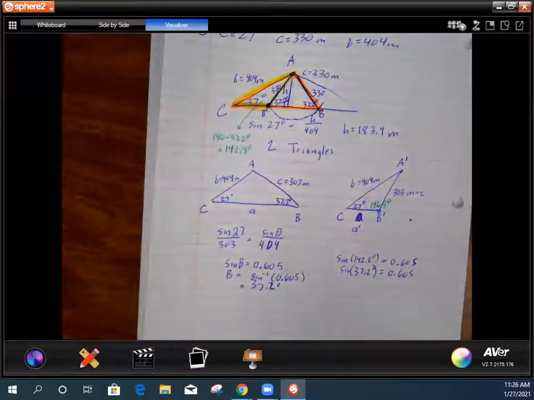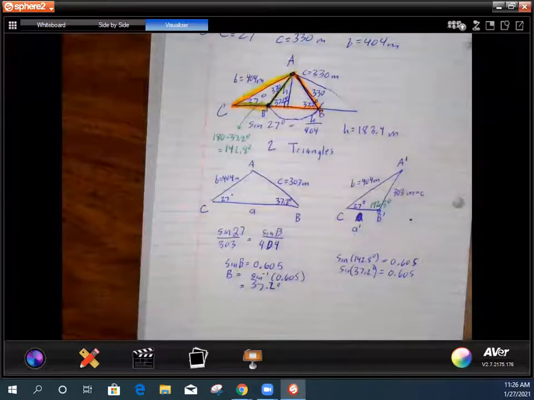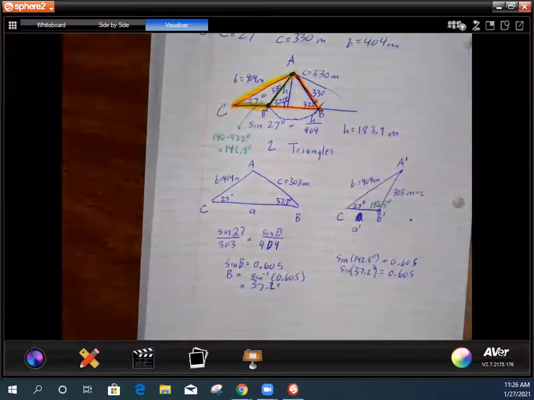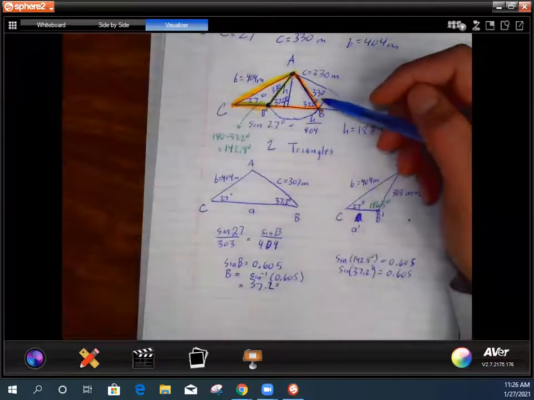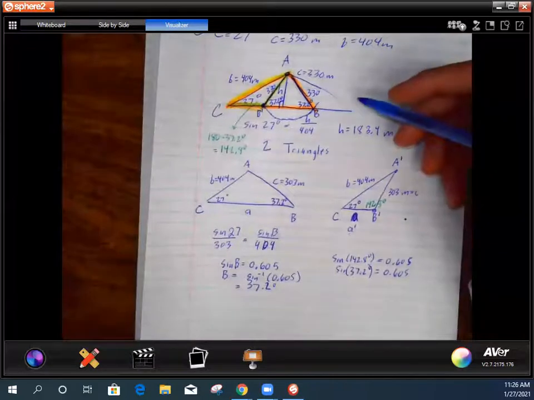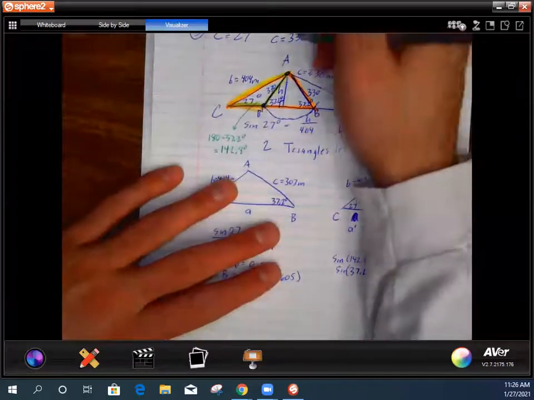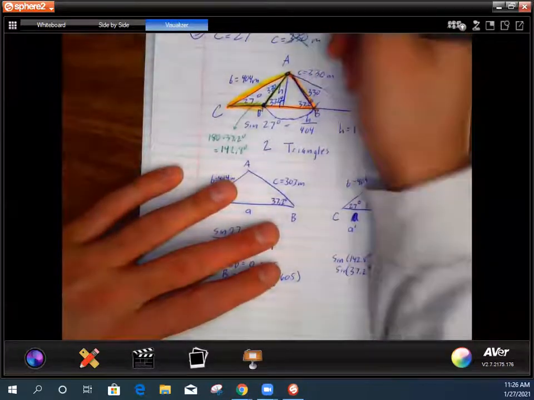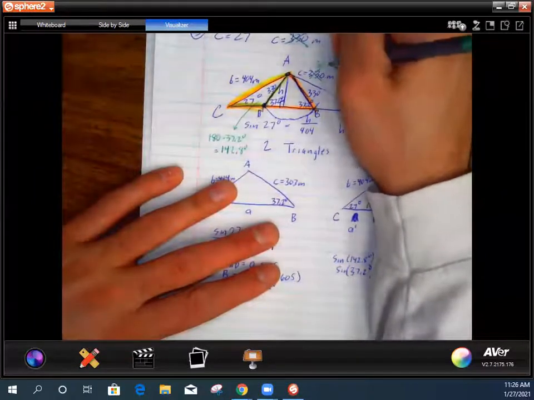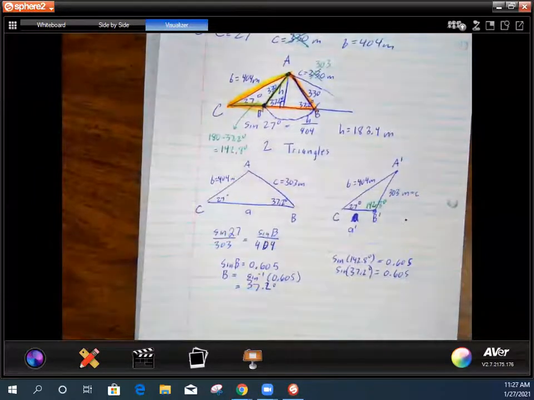So now we have to finish solving both triangles. Oh, how did C become 303? Oh, I see what you're saying. That's just me being dyslexic. It should be 330. All right, my fault. I just wrote it down wrong. So here, I'm just going to change the question so I don't have to change my work. So that's just a mistake.